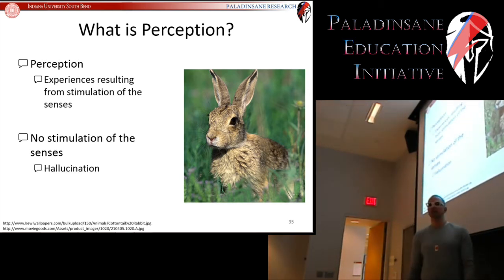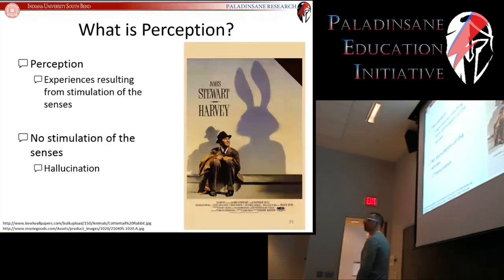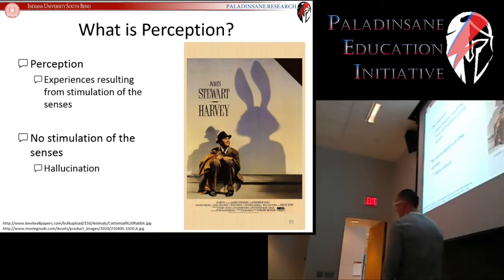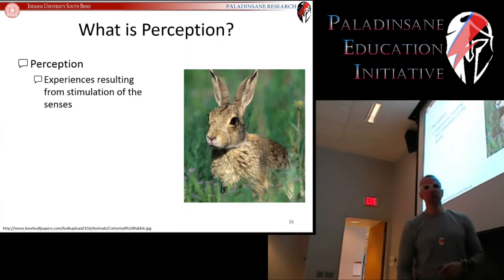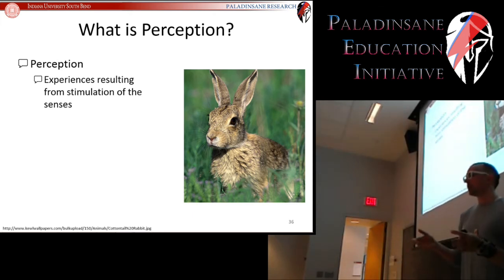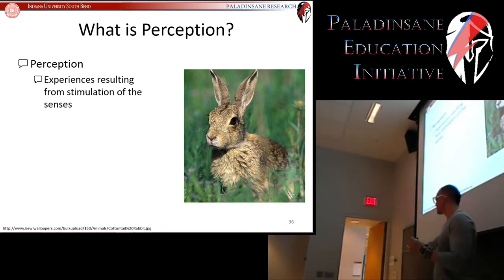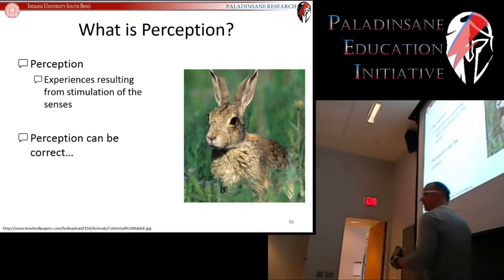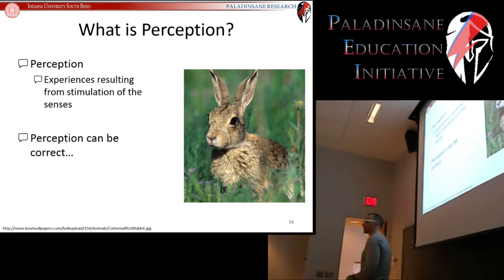So if the rabbit doesn't exist, but you still see the rabbit, it's termed a hallucination, and that's a completely different area of cognitive psychology. So we're going to focus in on perception, and it's very important to realize that perception is your experience based on the stimulation from the external reality. It's your experience based on the stimulation of your senses. And because it's your experience of the outside world, your perception can be correct. And most oftentimes, it is correct.